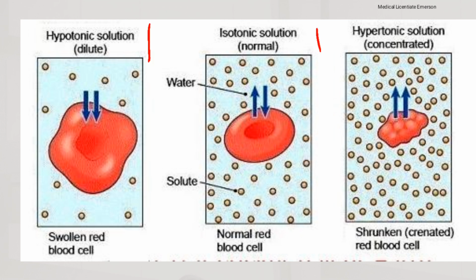So in a hypotonic solution, the solvent moves from low to high. The high in this case is the cell, and in the illustration we are using a red blood cell. Then in an isotonic solution, where everything is equal, there won't be any net movement. Then in a hypertonic solution, the solutes are going to move from the cell to the outside, and the cell will become crenated or shrunken.